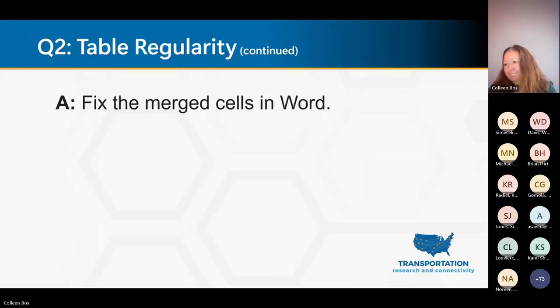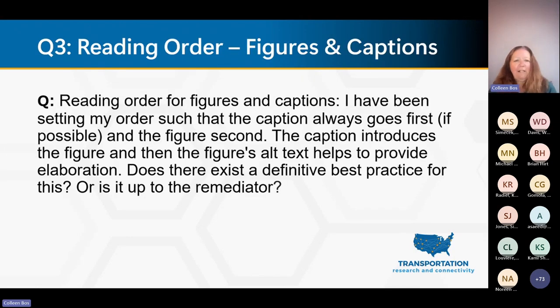Question 3. Reading order for figures and captions. I've been setting my orders such that the caption always goes first, if possible, and the figure second. The caption introduces the figure, and then the figure's alt text helps provide elaboration. Does there exist a definitive best practice for this, or is it up to the remediator?